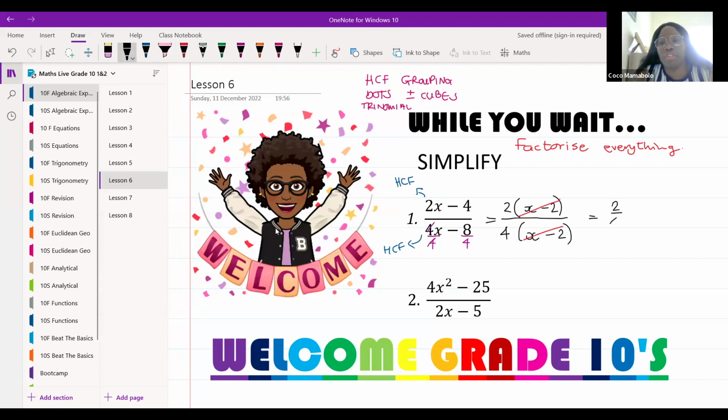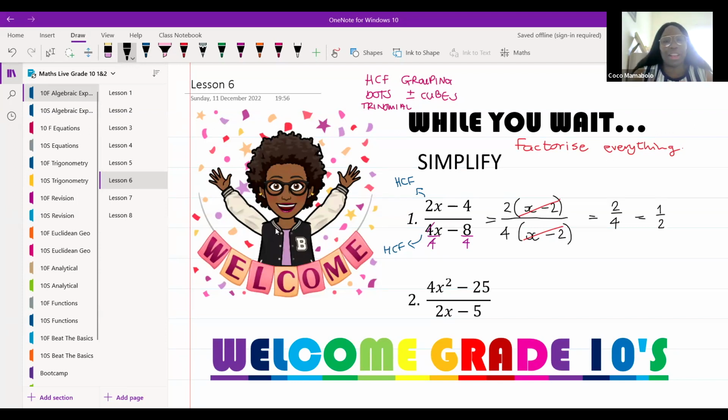is 2 over 4, but I know that 2 over 4 can be simplified further because it's a fraction. Yes, I can divide both the top and the bottom by 2, and that's going to give me the answer a half. That's it. Well done, Morangi. That's it. 100%. Wikanyo, I could see you were with me 100% there. Well done, my darling.